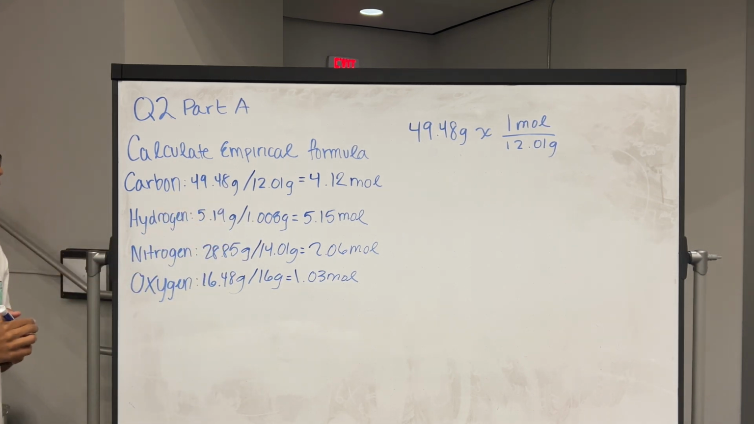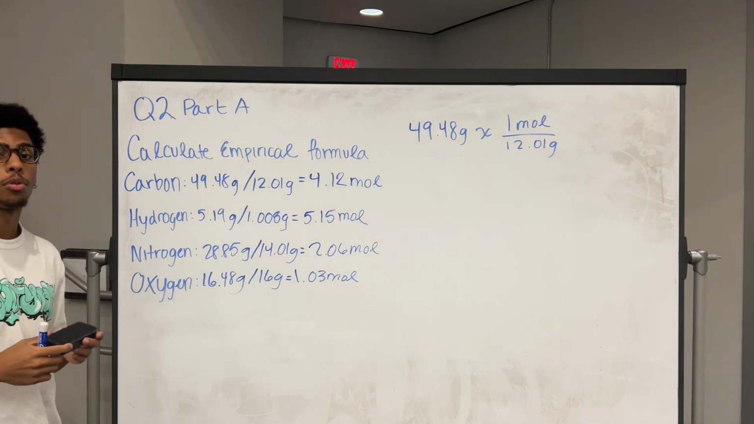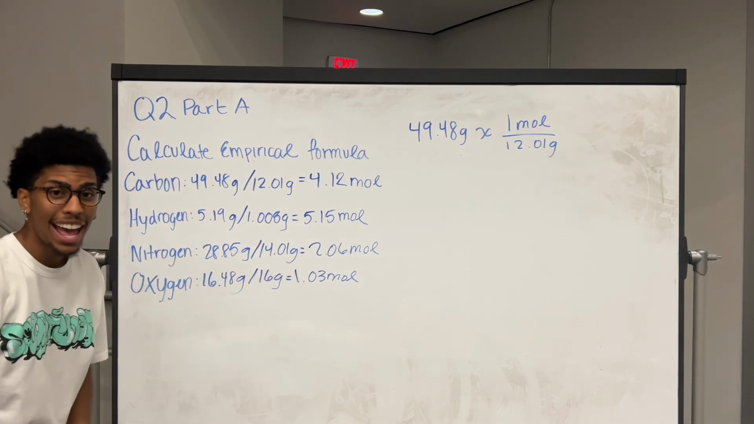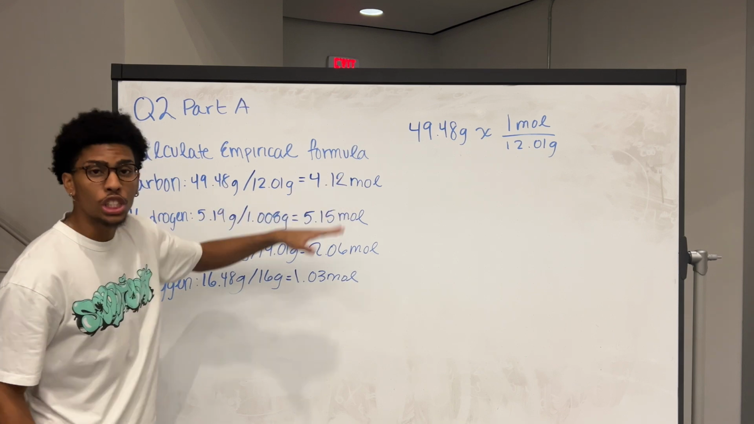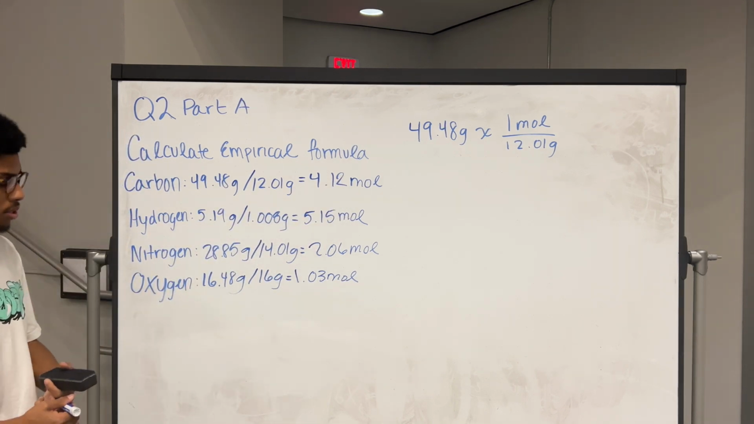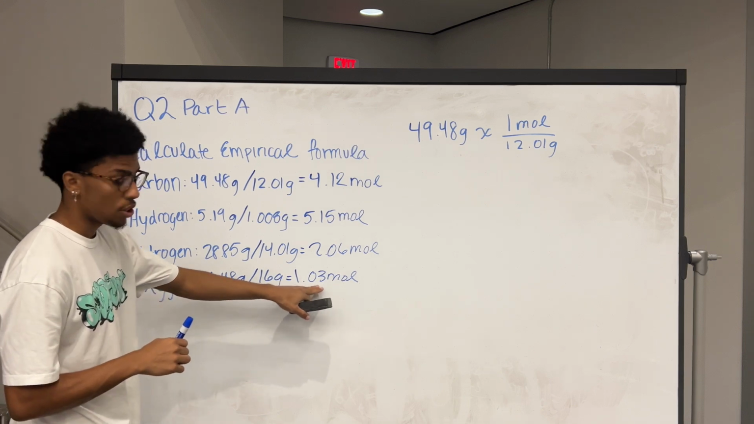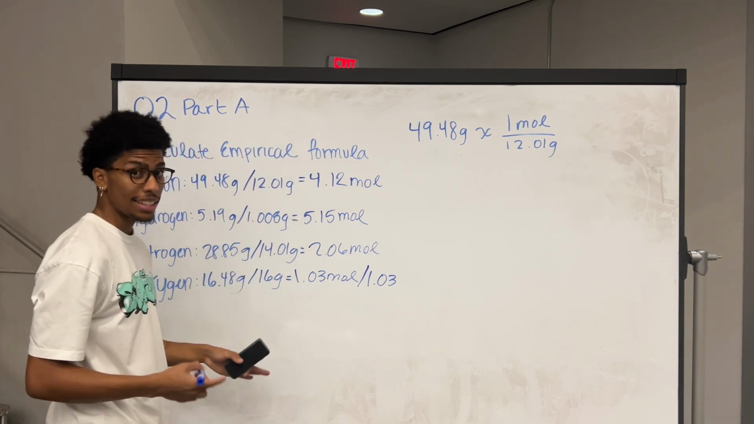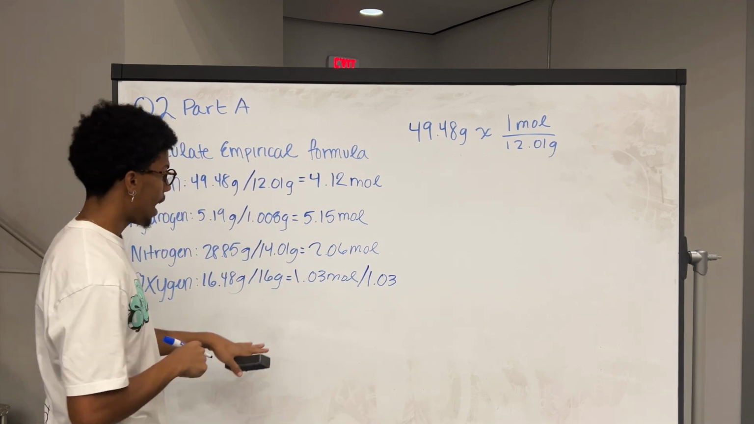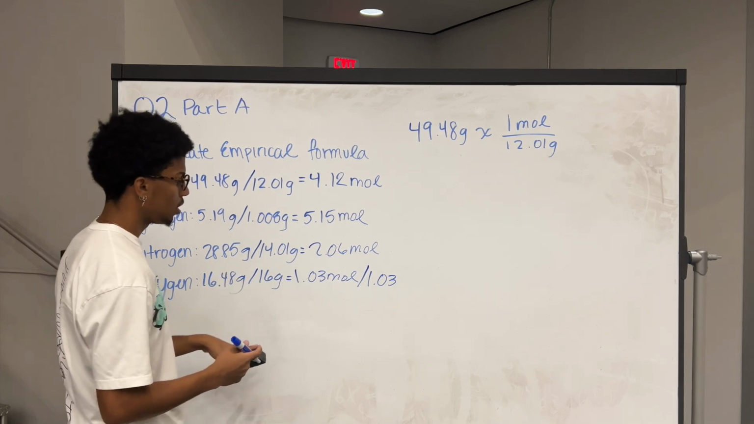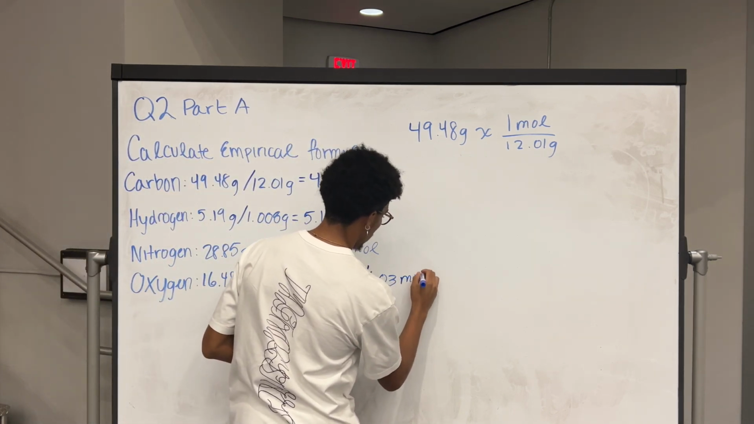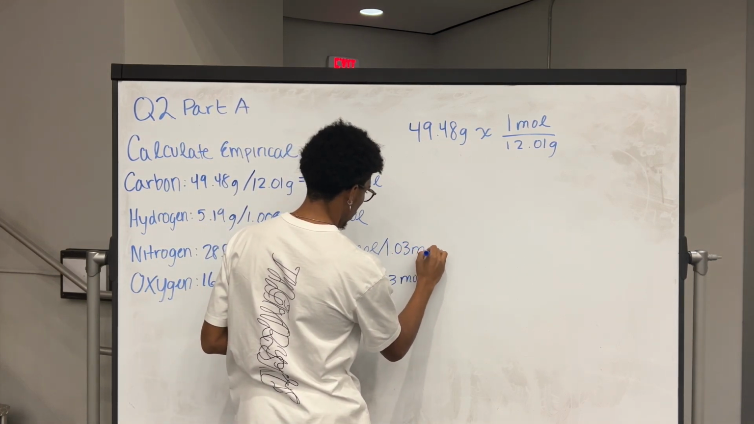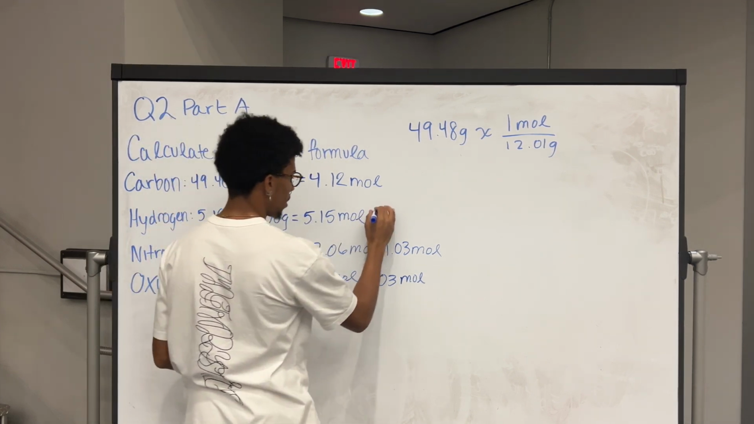Now, when we're talking about empirical formula, you want the simplest whole number ratio. So out of all the moles, you're going to find the smallest one, and you're going to divide it by each of these values. So 1.03 is the smallest, so we're going to divide that by itself. So that's going to give you 1, because again, it's the simplest whole number ratio. So you're going to want 1 as your lowest number as a subscript. So you're going to divide that by itself. You're going to divide that by 1.03, and you're going to do the same for each of them.